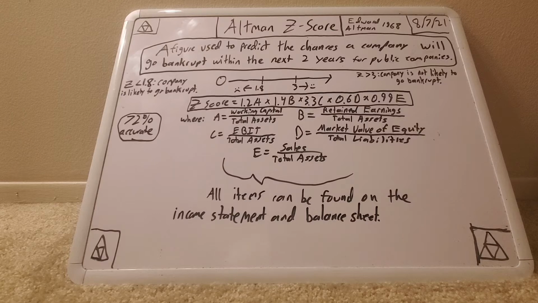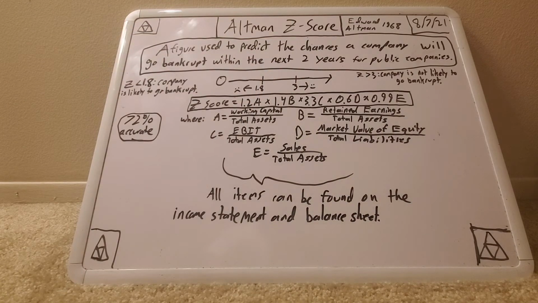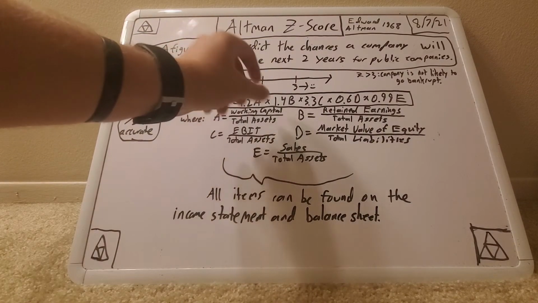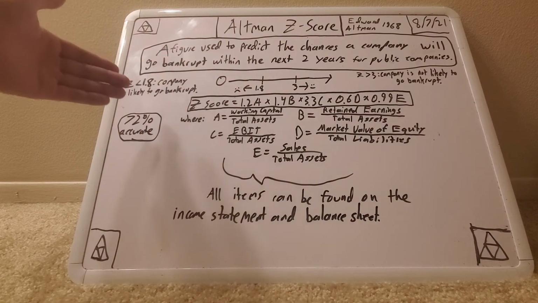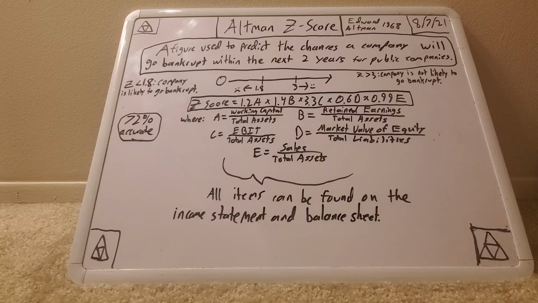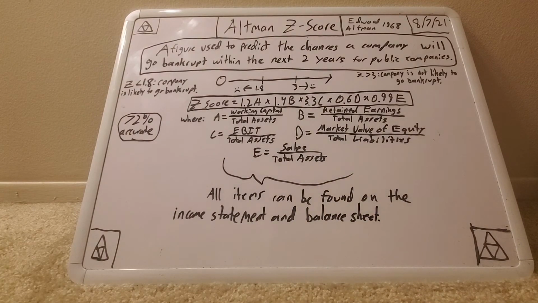And how it is scaled is going to be based upon a couple of different numbers here that you would be looking for. So if the z-score is below 1.8, that means the company is likely to go bankrupt within the next 2 years. And if the z-score falls above 3, then the company is not likely to go bankrupt. So this is kind of a broad measurement. Obviously, this can be wrong.